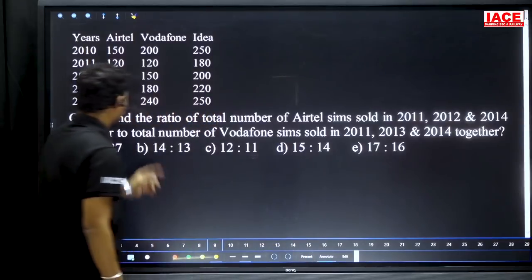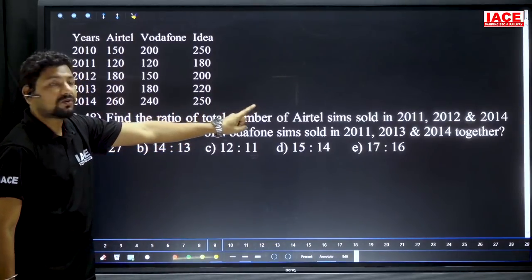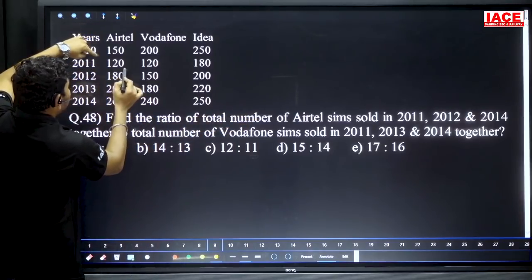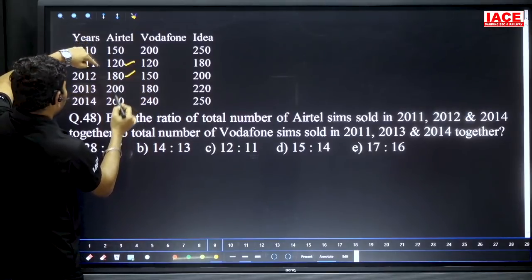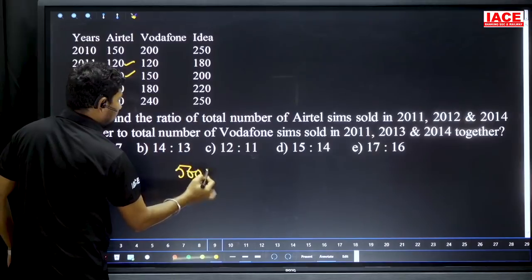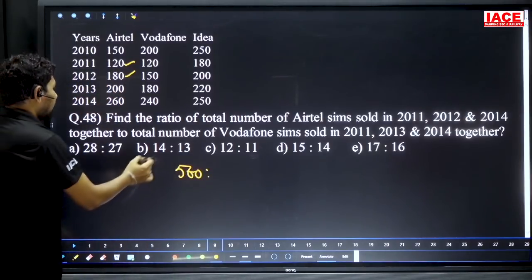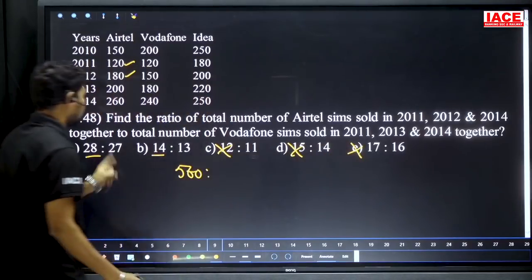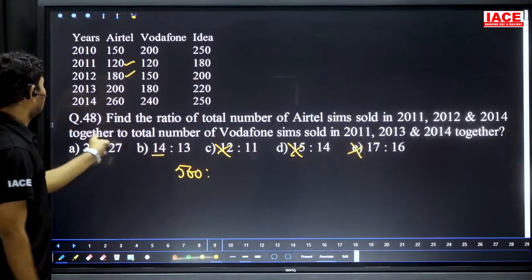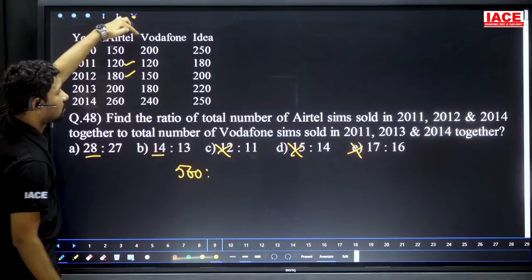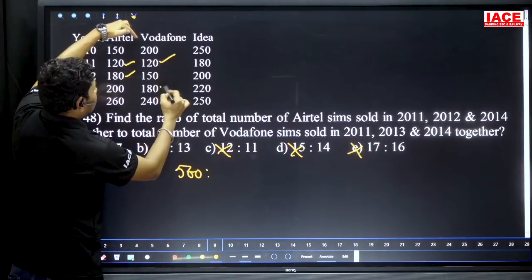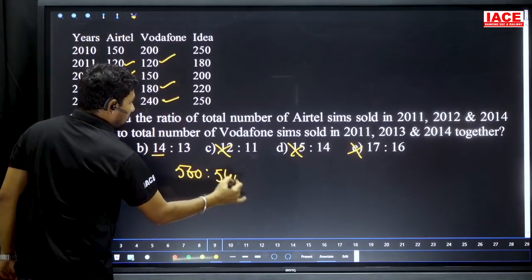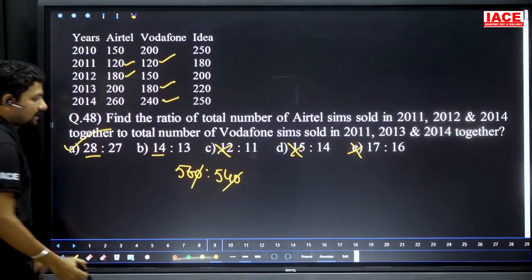Next, 48. Find the ratio of total number of Airtel SIMs sold in 2011, 2012, 2014. Airtel value is required. 2011 is 120 and 2012 is 300 overall, and 2014 value is 560. And 560 is divisible by 14 and 28 only. That means the remaining options are wrong. It is not possible. Only we have two options now. Okay. And coming to the next, the question is together the total number of Vodafone SIMs sold in 2011 and 2013 and 2014. 120 plus 180 is 300 plus 240, 540, and both are divisible by 2. 28 is to 27. Option A.